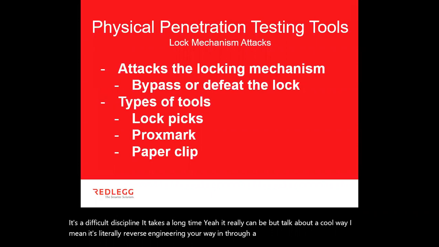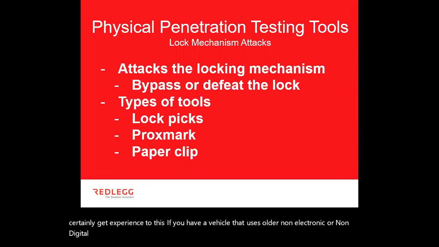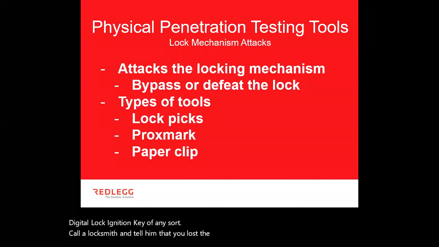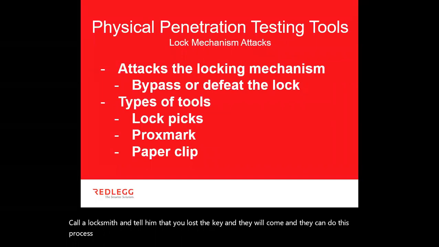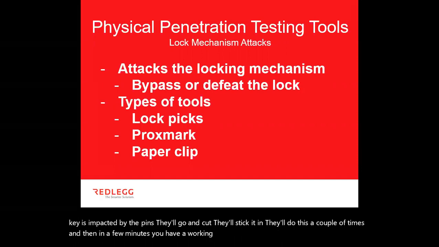One way that you can almost certainly get experience with this, if you have a vehicle that uses an older non-electronic, non-digital lock ignition key of any sort, is to call a locksmith and tell them that you lost the key. They can do this process right there in front of you. They'll stick the blank in and read how the key is impacted by the pins. They'll go and cut it, stick it in, do this a couple of times, and in a few minutes you have a working key from just reading the pins. It's really interesting to watch.